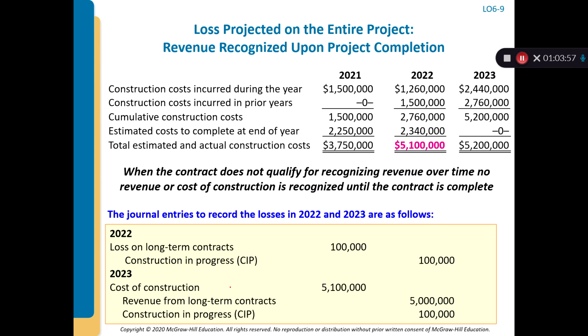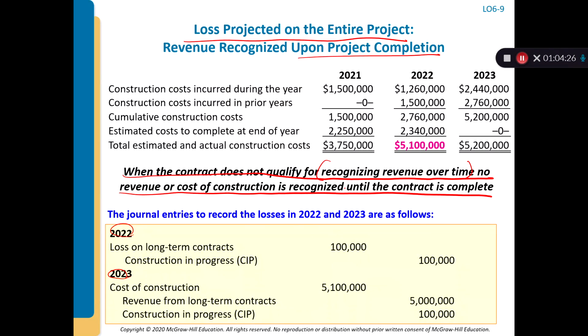Okay, so if you lost the whole project but you recognize the revenue upon completion, you still need to do two journal entries in year 2 and year 3. In other words, when a contract does not qualify for recognizing revenue over time, you recognize revenue upon project completion, and no revenue or construction cost is recognized until the contract is completed. So anything related to the cost of construction and revenue of the contract is recognized at the end of the construction.